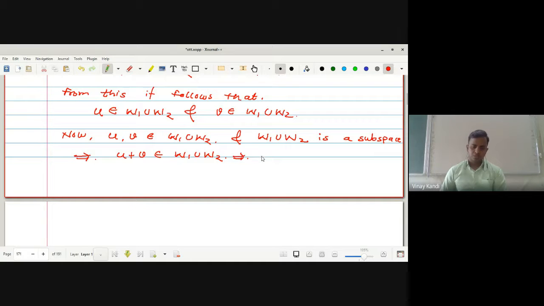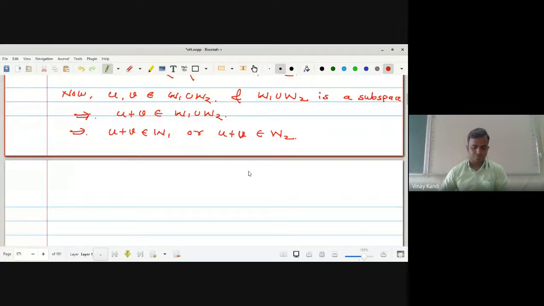U plus V belongs to W1 union W2. This implies either U plus V belongs to W1, or U plus V belongs to W2. Since it is in the union, U plus V either belongs to W1 or U plus V belongs to W2.